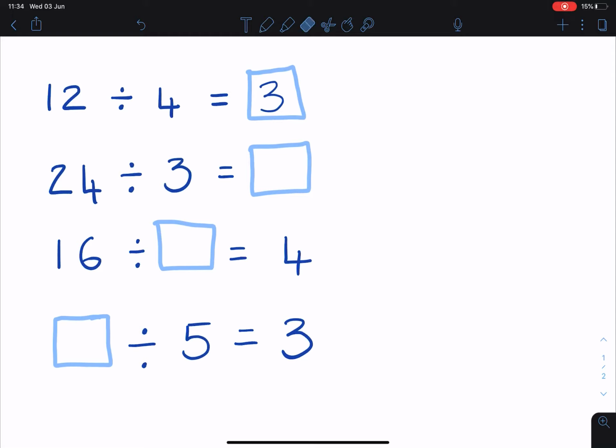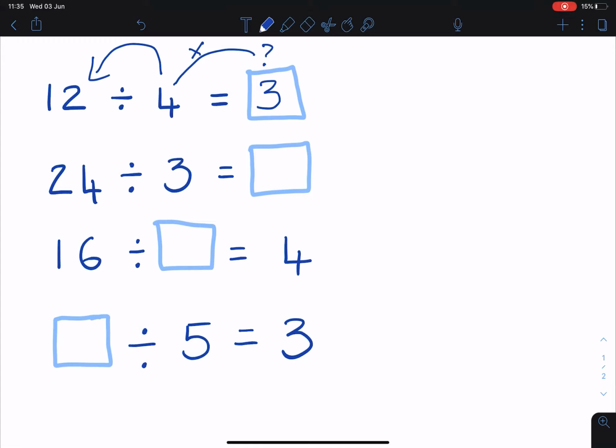How else could you do that? You could use multiplication to help you because you know your tables. What times by 4 equals 12? Well, you know that 3 times by 4 is 12. So there is your answer. Let's look at the next one.